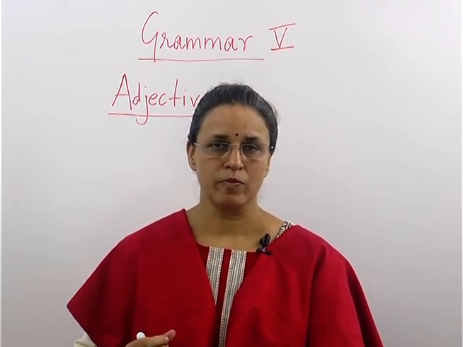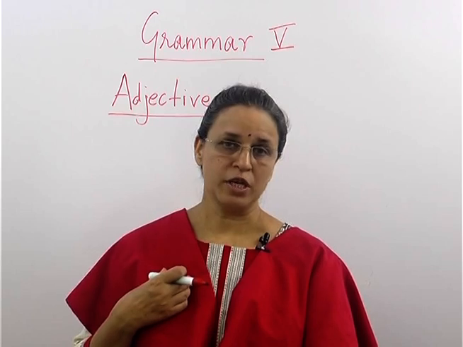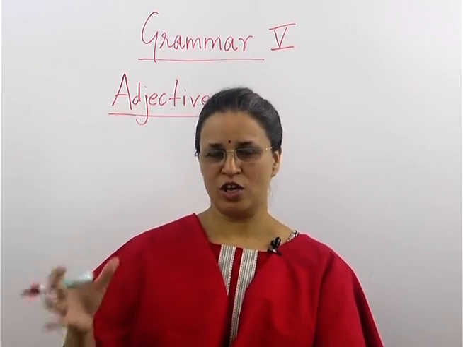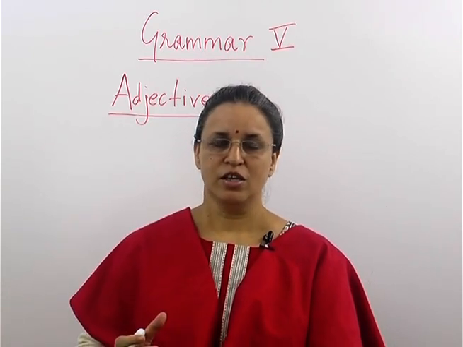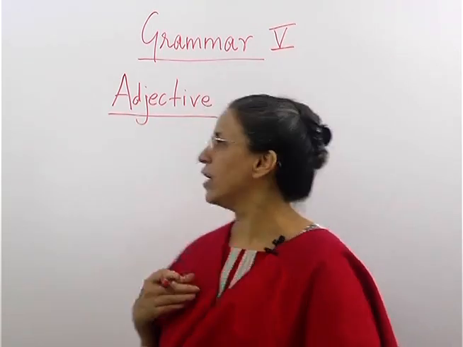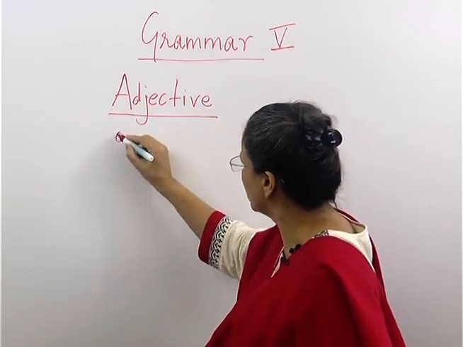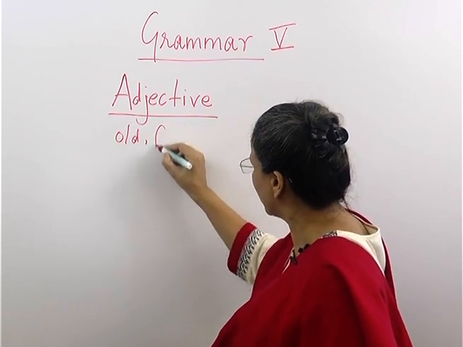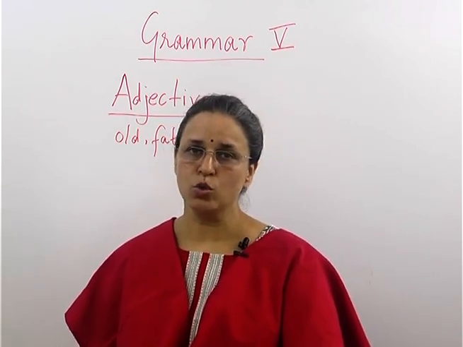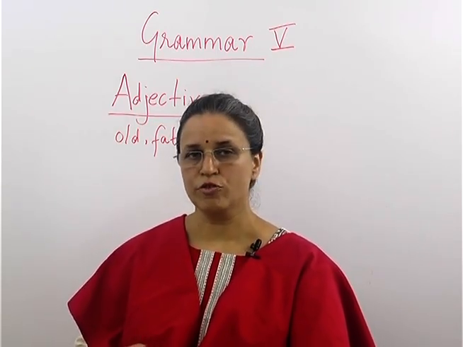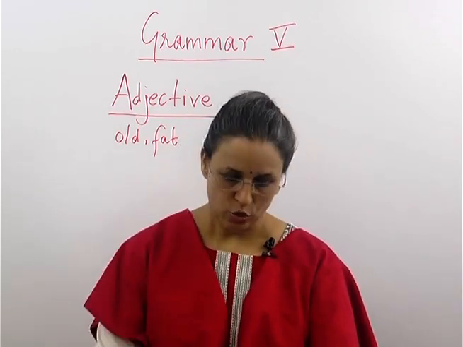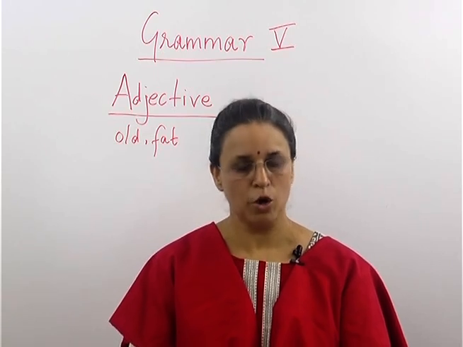What is your name? My name is Rashmi. Rashmi is a proper noun. Now suppose you say, Rashmi teacher is very old, she is very fat. So, old and fat is telling about me. So, in that adjective, we can take old, we can take fat, correct? Now, about pronoun. Pronoun is used instead of noun. So, instead of calling me Rashmi teacher, you will say she is old, she is fat. So, you understood it tells about a noun or pronoun.